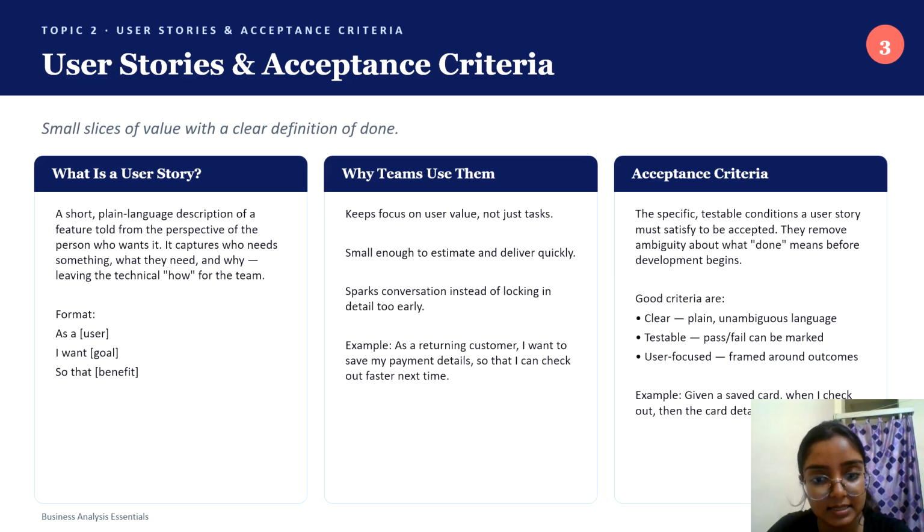Acceptance criteria tell us when the user story is complete. They should be clear, testable, and focused on the user. For example, when I check out, my saved card details should be automatically displayed.